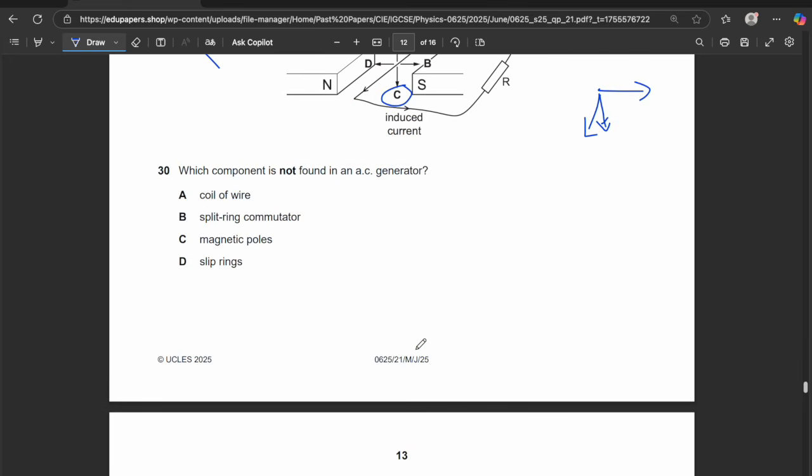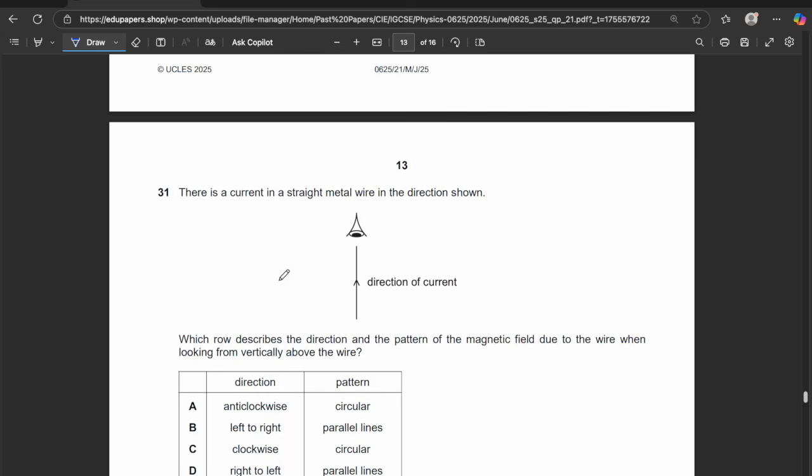30. Which component is not found in an AC generator? So you will find an AC generator doesn't use a split ring commutator, it uses slip rings, and you need magnetic poles obviously for a generator. So that is B.